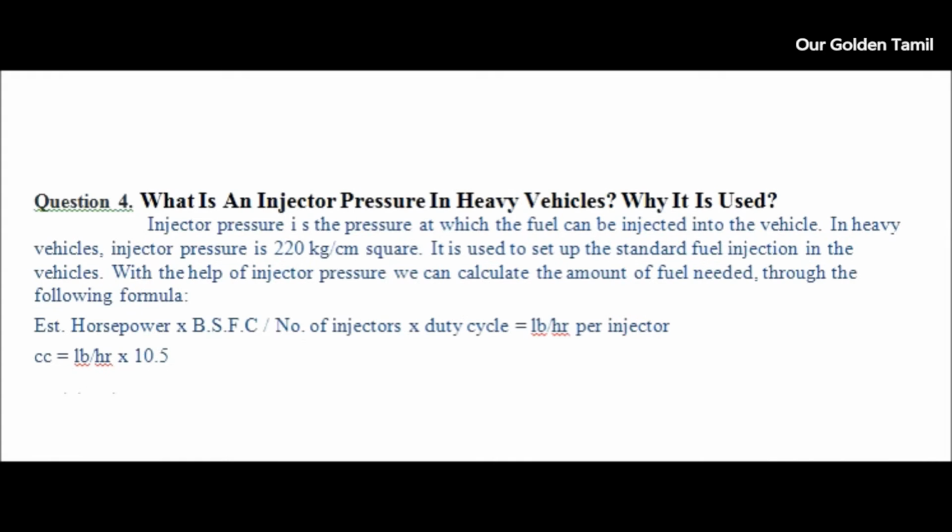Question 4. What is injector pressure in heavy vehicles? Why is it used? Answer. Injector pressure is the pressure at which the fuel can be injected into the vehicle. In heavy vehicles, injector pressure is 220 kg/cm square. It is used to set up the standard fuel injection in the vehicles. With the help of injector pressure we can calculate the amount of fuel needed through the following formula. Horsepower x BSFC, number of injectors x duty cycle equals pound per hour per injector. cc equals pound per hour x 10.5.